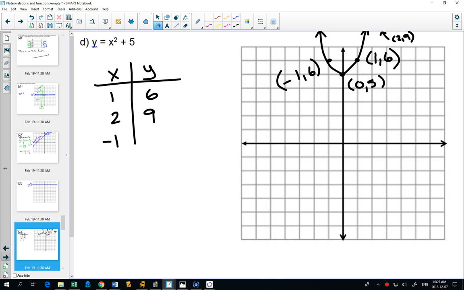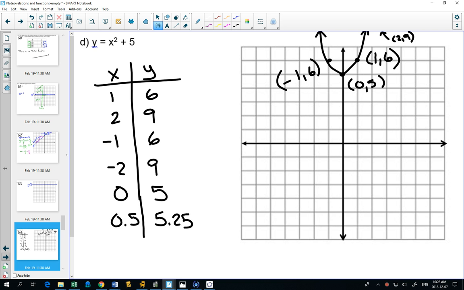We wanted to keep it on the graph, so someone picked negative 1. Negative 1 squared is still positive 1, plus 5 is 6. Then we tried to go off the graph again, which wasn't allowed, but we talked about the point negative 2 and 9. And then the last one that is nice, that is on the graph, was 0 and 5. There's some not nice points that would be on the graph, right? You could, if you wanted to, plug in 0.5 and get 5.25, but then you'd probably need your calculator.